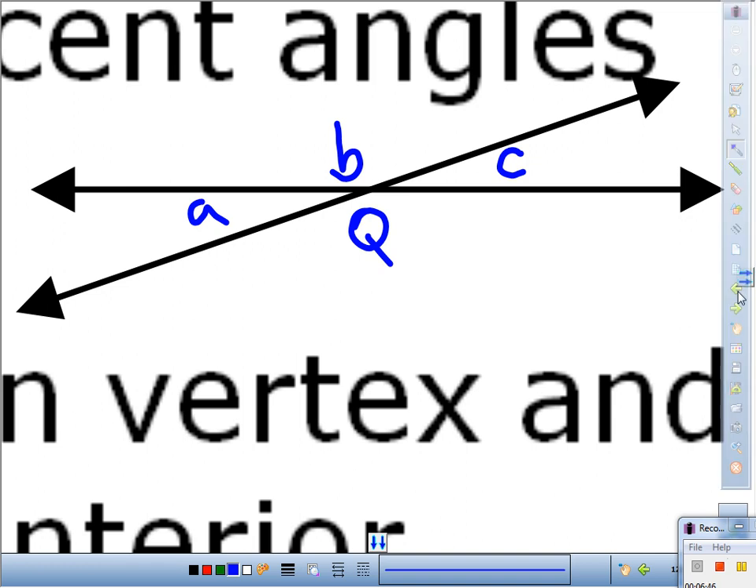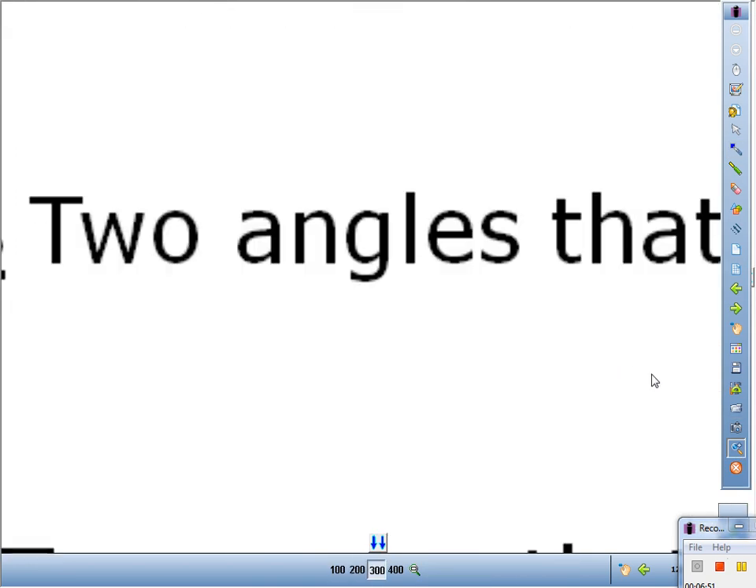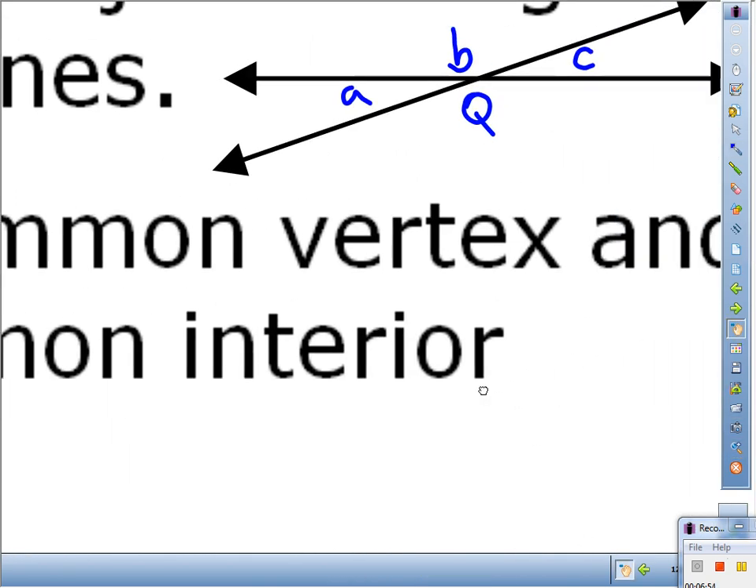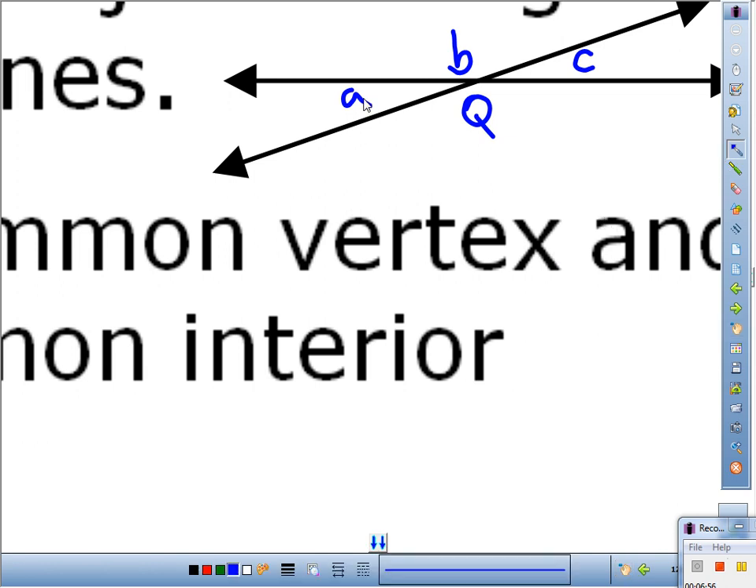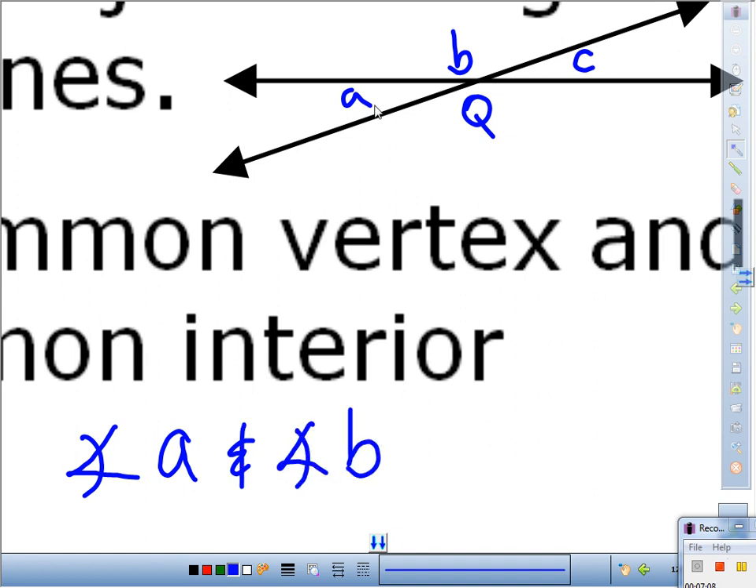Okay? So my first adjacent angles, given this diagram, I'm going to start with angle A. Angle A is adjacent to angle B. Why? Because it's next to angle B, and they share a common side. This side is part of this angle, and this same side is part of this angle. Also, they share a common vertex. What is a vertex? Where the angle begins. This part right here is the vertex. They both share that point. Are we there so far?